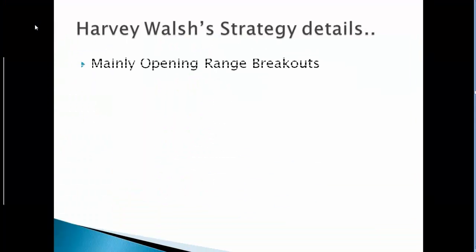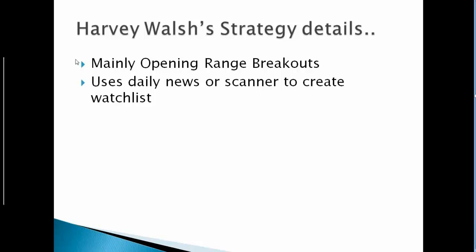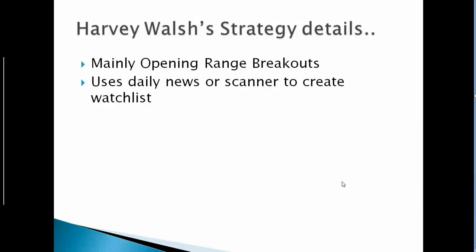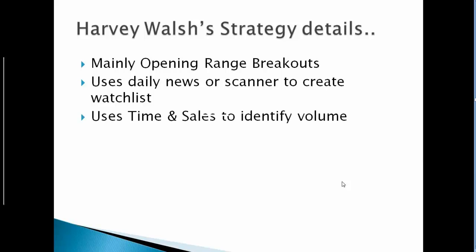Okay. So Harvey Walsh's strategy details. He mainly uses opening range breakouts, although he does use quite a mixture of other technical trading as well. But his main strategy is opening range breakouts. He uses a daily news or scanner to create a watch list. So he does a search through briefing.com or uses scanners on the internet to create a watch list of stocks that he thinks are going to move very well that day.